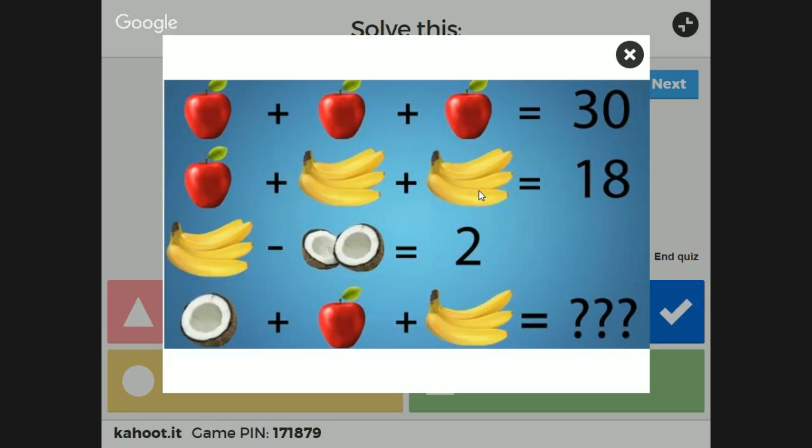Secondly, there are 4 bananas, and here there are 3. Oh, that was sneaky. You better watch. That was sneaky, yeah. The apples are obviously 10 each. The 4 bananas total 4, so each banana is 1. 4 minus 2 is 2, so each coconut is also 1. So it's 1 plus 10 plus 3, which is 14.